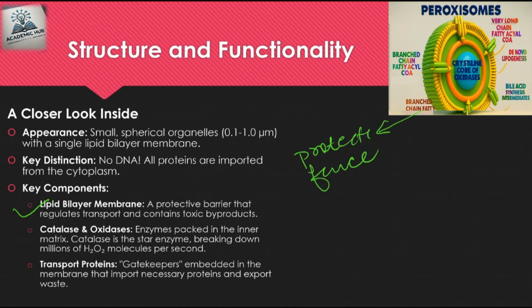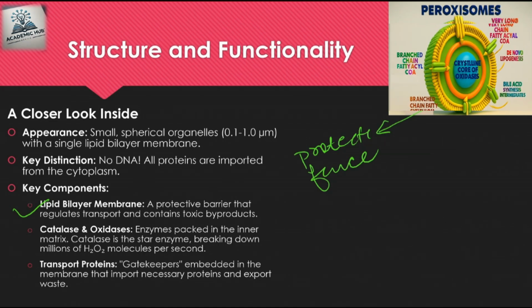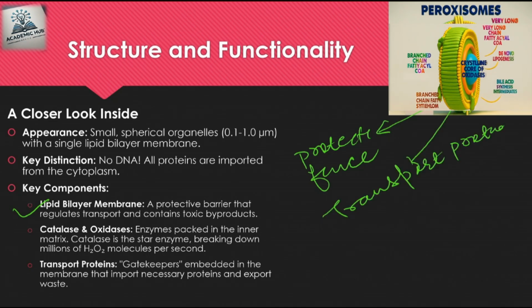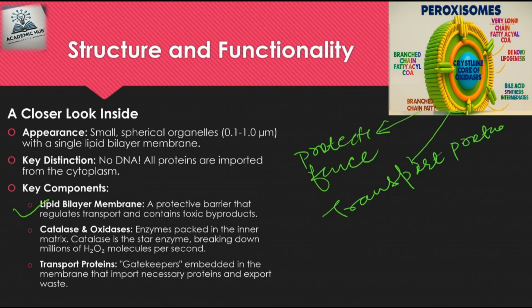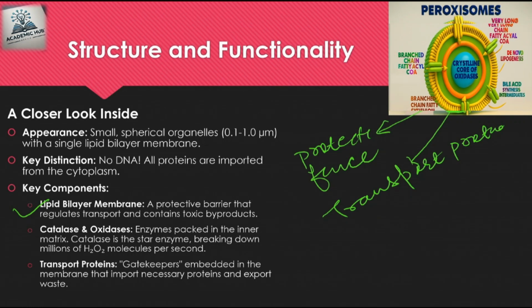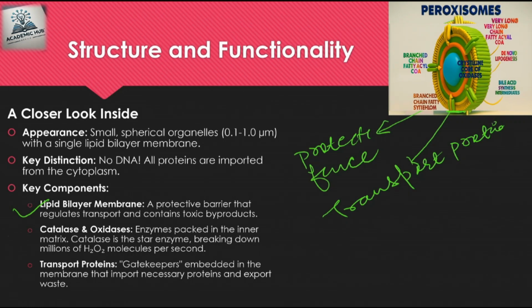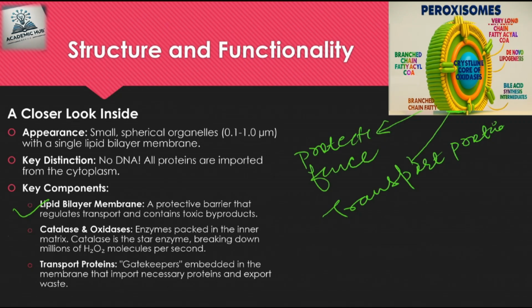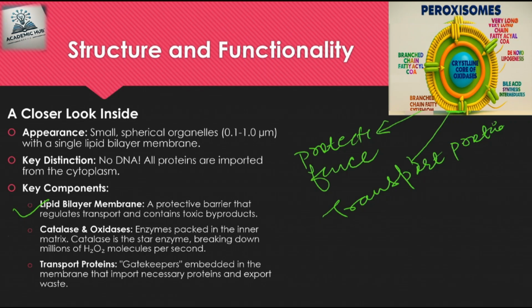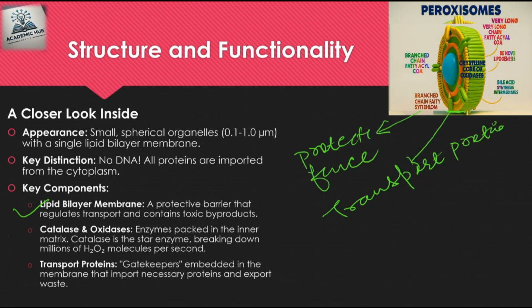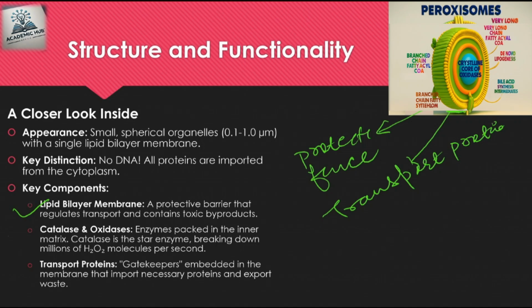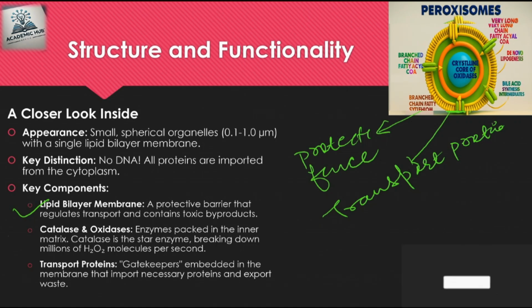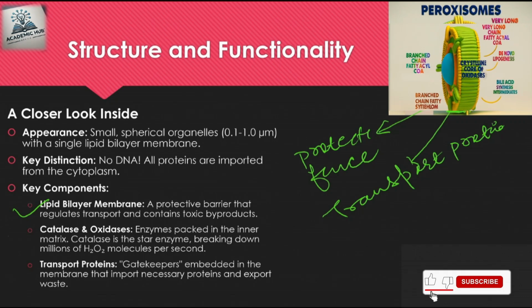This membrane is studded with special doorways, or transport proteins. So these green ones act as transporters. Transporter proteins act as gatekeepers, actively pulling specific proteins made in the cytoplasm into the peroxisomes. It also contains pumps that facilitate the movement of other molecules. So this is about the lipid bilayer membrane.